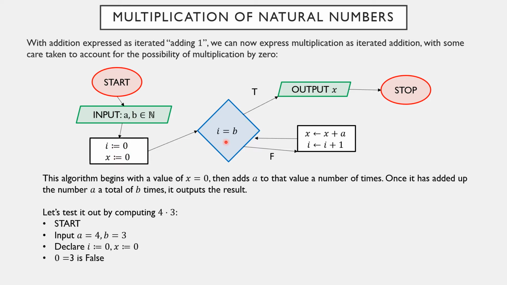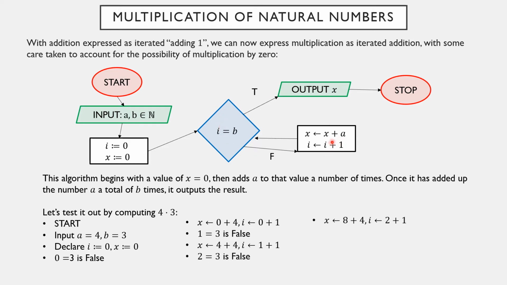Then I ask, is 0 equal to 3? No, that's false. So increase x by 4, because that's a, and increase i by 1. So now x is 4 and i is 1. Is 1 equal to 3? No, it's not. Increase x by 4 and increase i by 1. Is 2 equal to 3? No, it's not. Increase x by 4, increase i by 1. Is 3 equal to 3? Yes, it is. Well, where is the value of x currently sitting? 12. It was 0, but I added 4 to it, then I added 4 to it, then I added 4 to it. It's now at 12. And then stop.